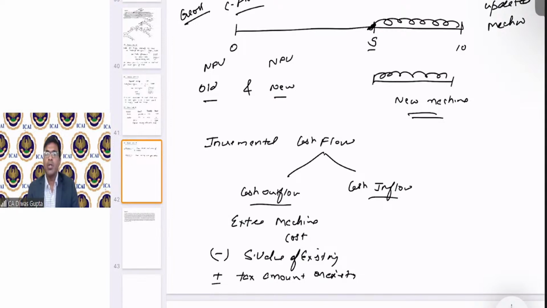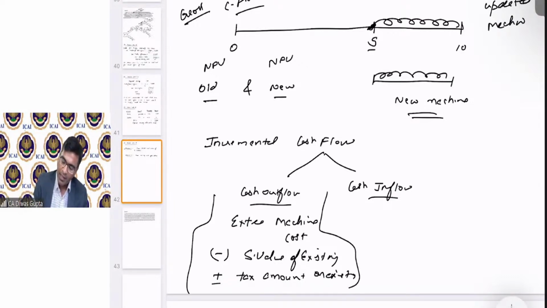That will reduce your cash outflow. Suppose you sold your existing machine at a profit. That will require you to pay more tax. That will mean higher cash outflow. So that's why plus or minus tax amount on the existing machine. Then cash inflow. I hope this is clear. This is a simple decision making, logical thinking that I'm putting here.